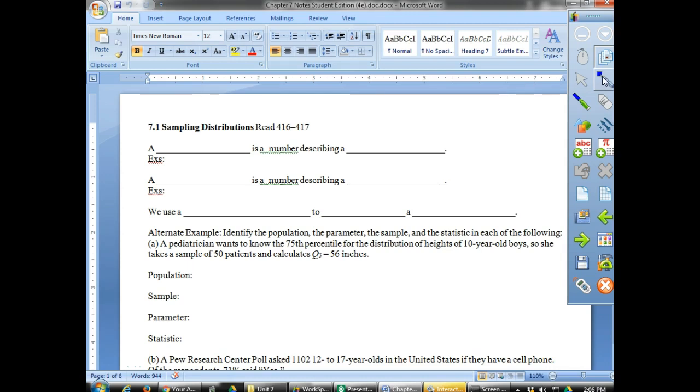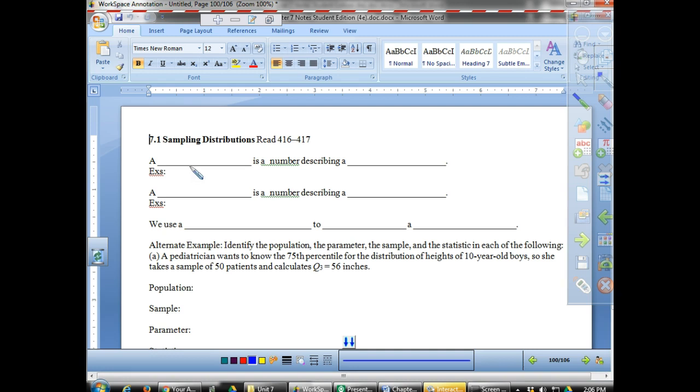Okay, the notes for today cover sampling distributions, and we're going to talk about this some more tomorrow as well. But a blank is a number describing a blank. A parameter is a number describing a population, and a statistic is a number describing a sample. You can kind of tell by the way they were named. A parameter describes a population, a statistic describes a sample.